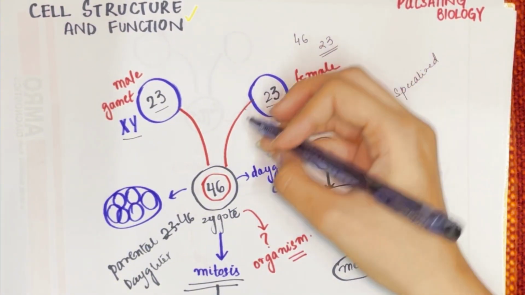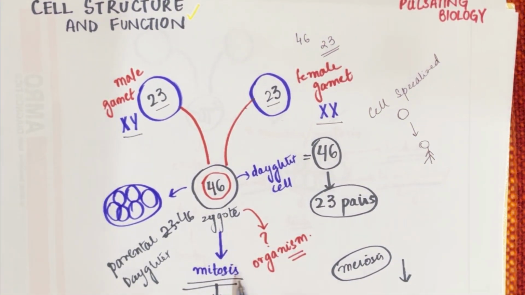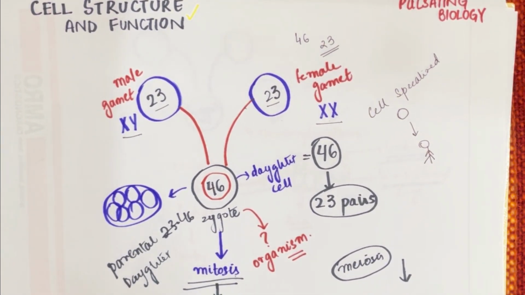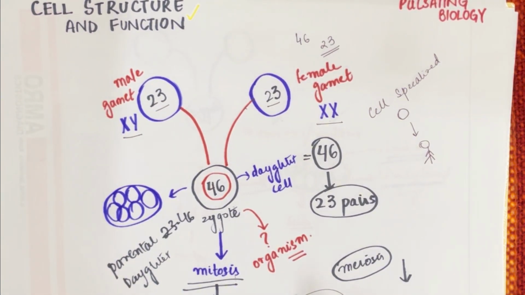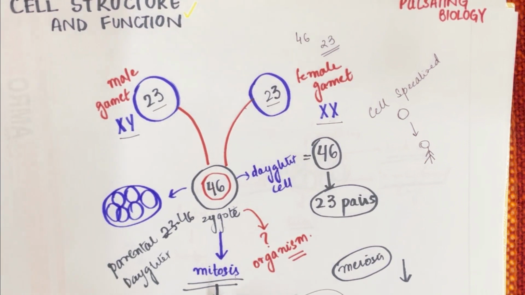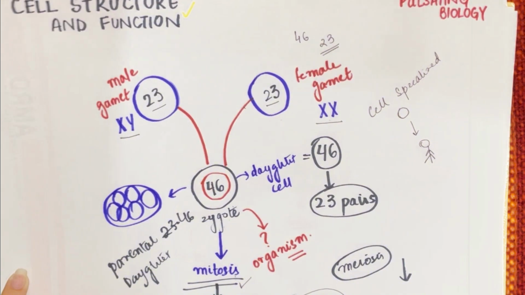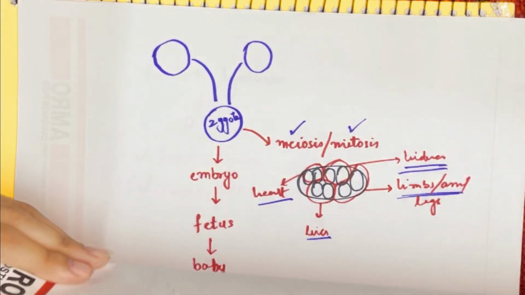Thus 23 and 23 gives 46 chromosomes in the zygote, which divides by the help of mitosis or meiosis. When it divides by mitosis, all the divided cells have the same number of chromosomes as the zygote. But if we talk about meiosis, the number of chromosomes reduces to half. All right, so this is how the zygote turns into an organism with the help of mitosis, and it produces which kind of cells? Somatic cells. It is not involved in the reproductive cells, it is involved in the somatic cells.